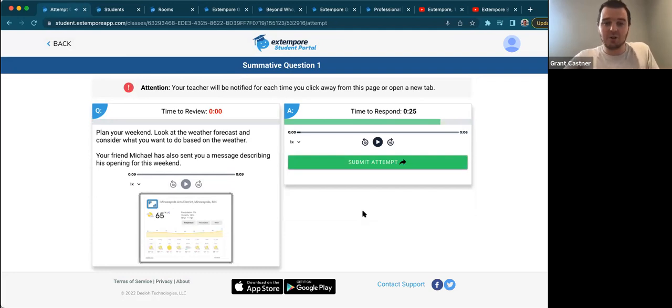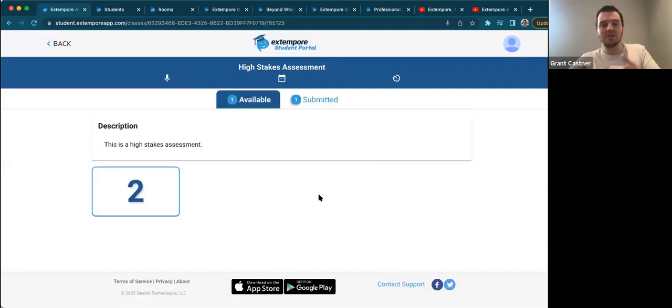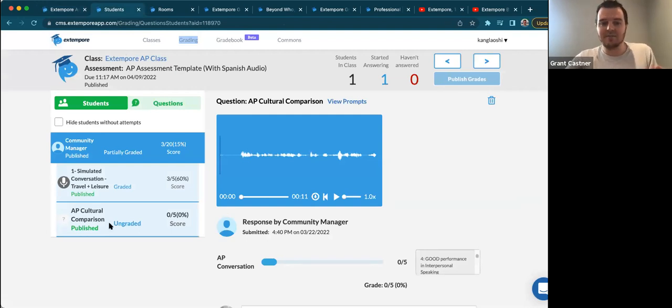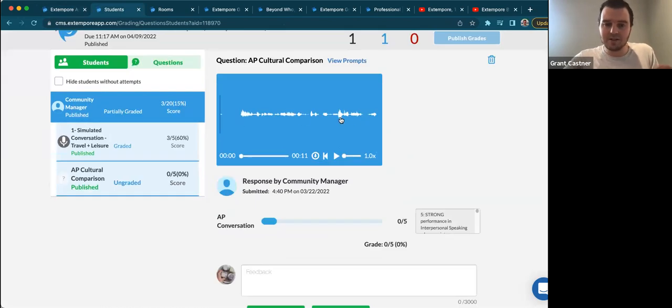That is how the student would complete a basic question on Extempore. So the student can click submit, and they can continue going through the questions of that assessment. Now, once they've submitted their assessment, on the teacher side, the teacher can then come in and provide feedback to a student response. So they would see the response here, and they would be able to listen to the response.